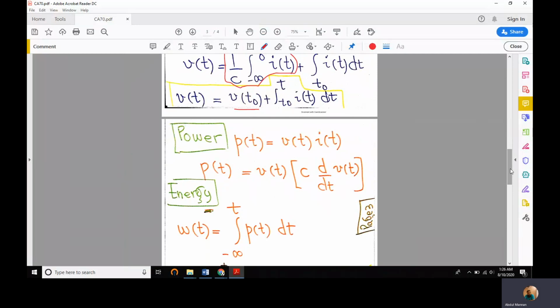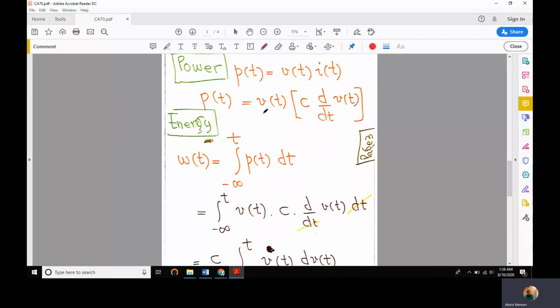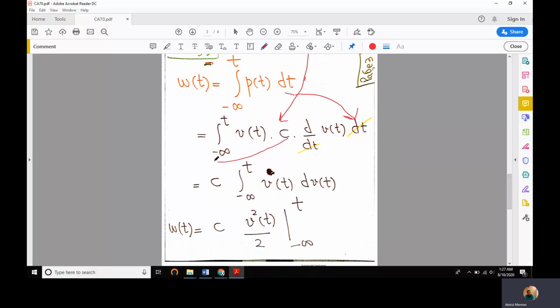Now power P can be written as V of t times I of t. We already know I of t is C times the time derivative of V of t. Energy is the integral of the power. So if we integrate this power from minus infinity to t and put this expression of I of t in, this becomes V of t times C times d by dt of V of t, times dt. So dt cancels with dt, and C comes out because it's a constant term. So we have the integral of V of t times dV of t.